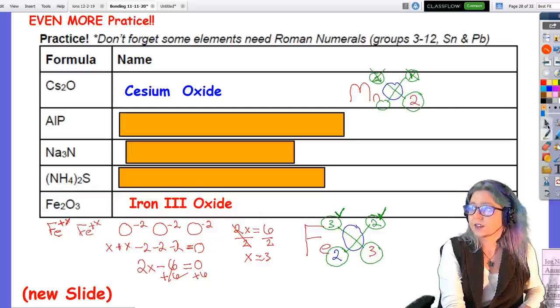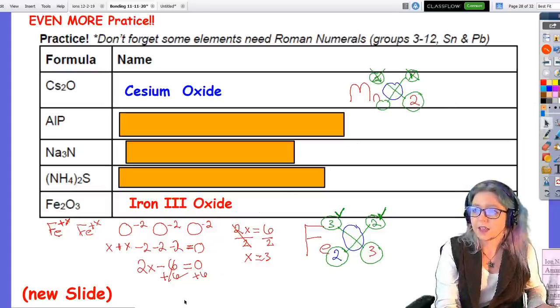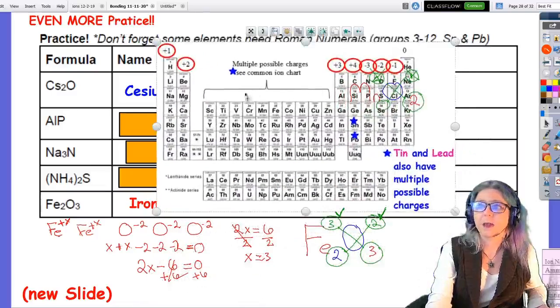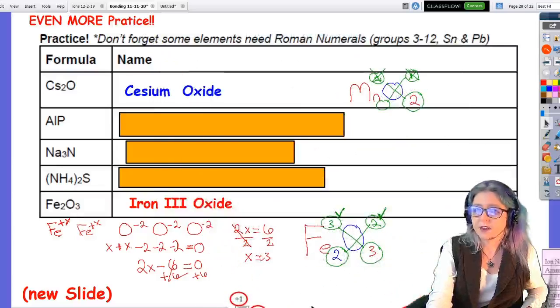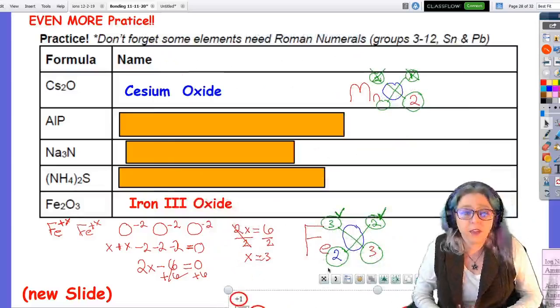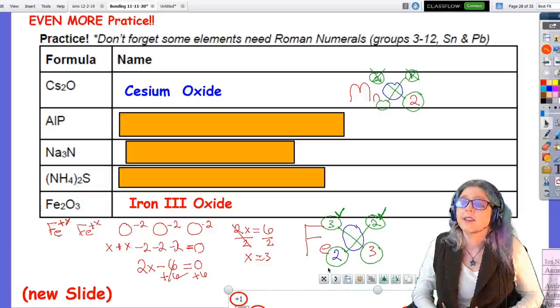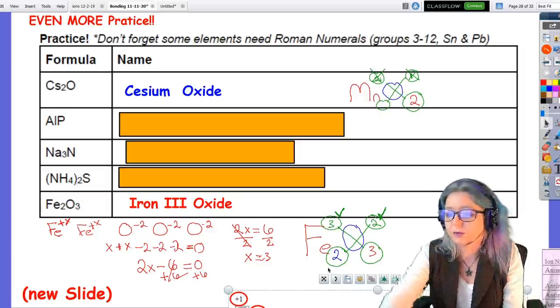And a good question I got during class today is, when do I need to do this? You need to do this anytime you get an element from that middle section of the table, also tin and lead. I usually say anyone under here as well, those metals. But tin and lead are ones you'll get that will need Roman numerals, and everything in the middle. The new periodic table that I've put in the module for this week, and also now linked in our resources page or a Bitmoji classroom, they say in the middle you need Roman numerals.